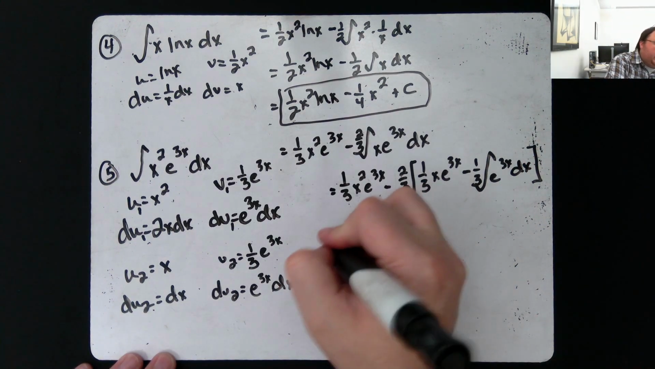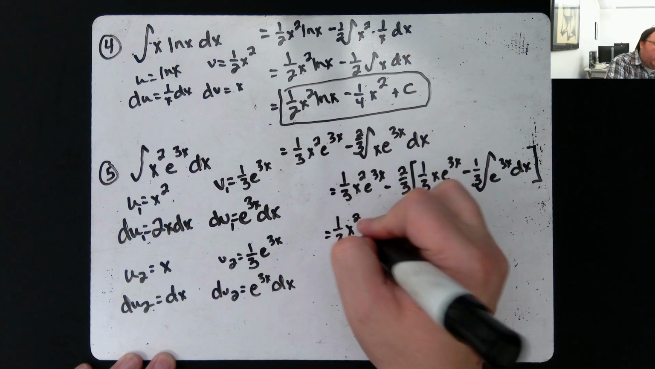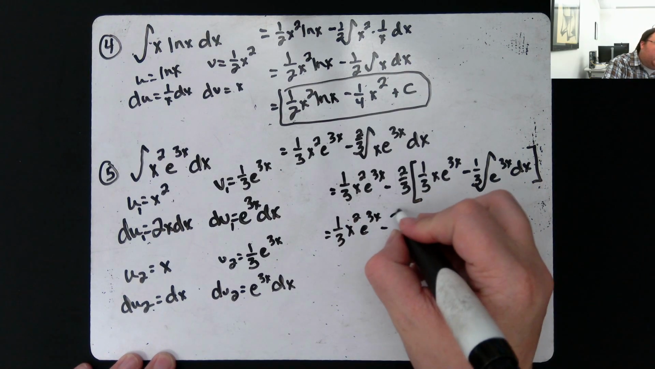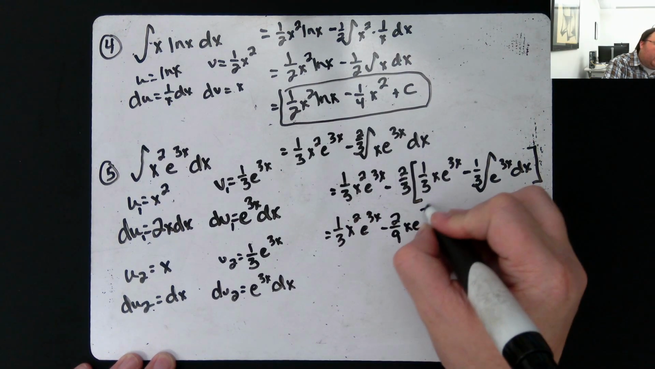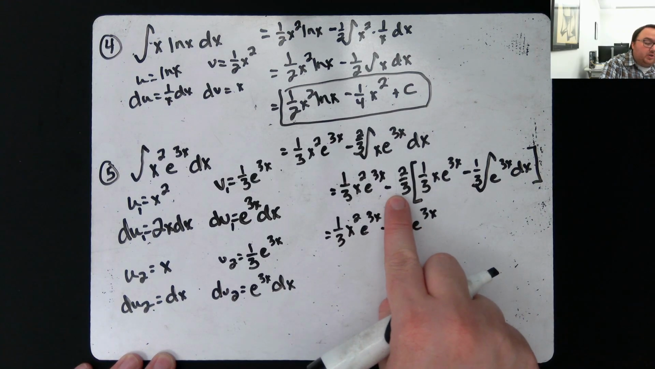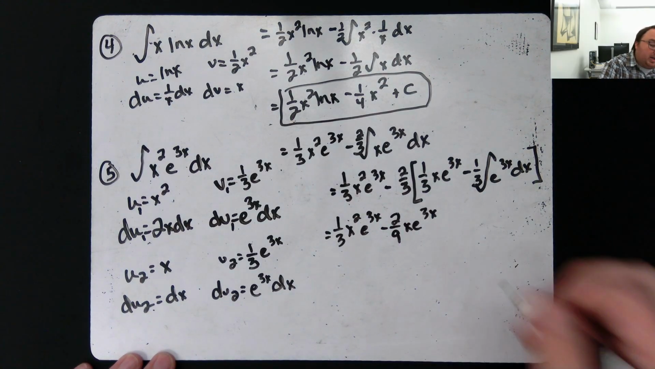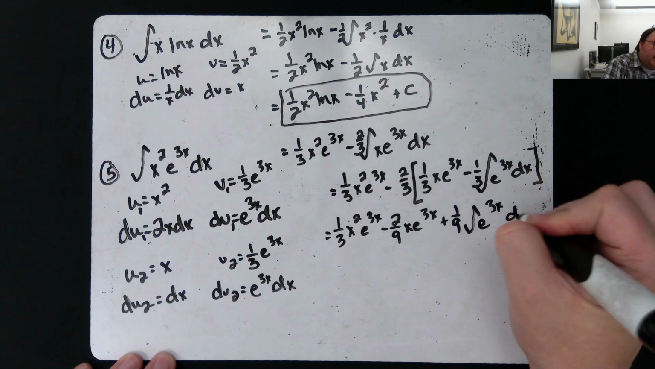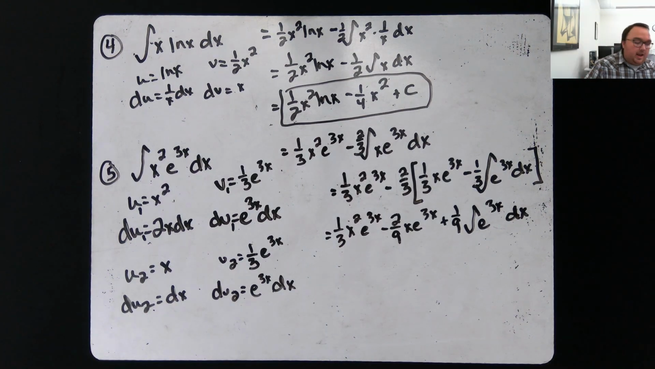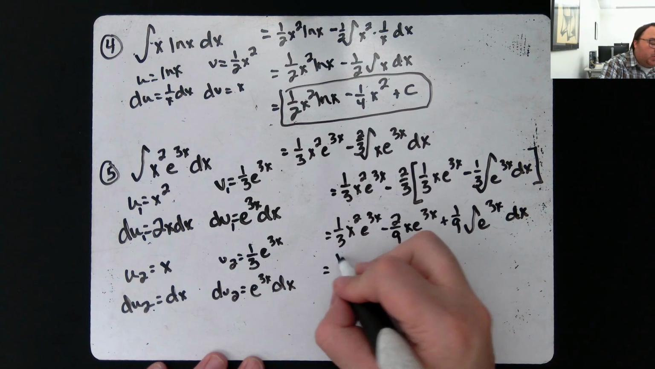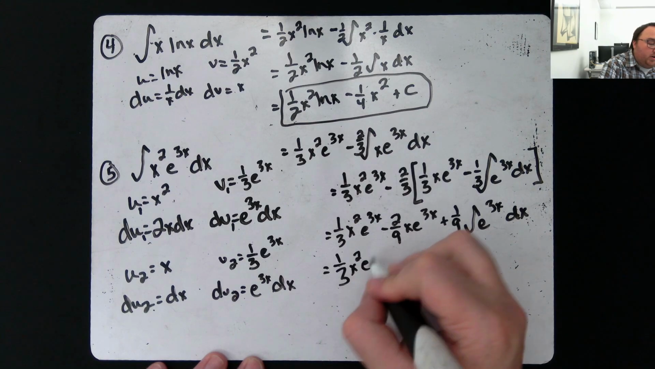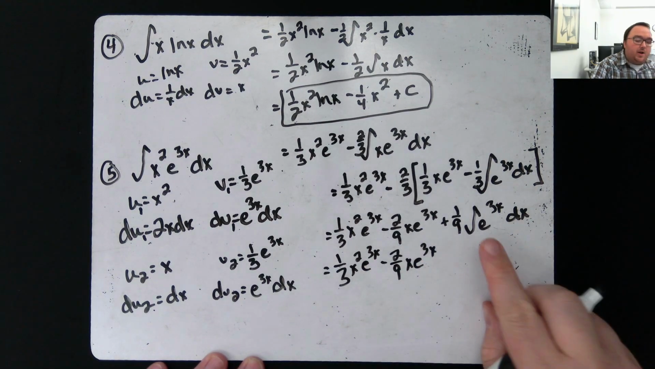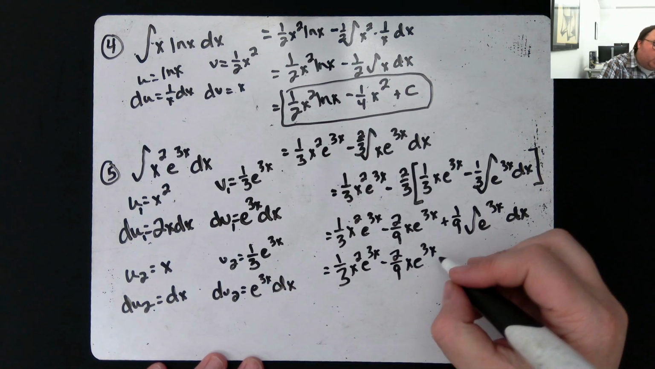Let's simplify this. 1/3 x squared e to the 3x. 2/3 times 1/3 is 2/9, so minus 2/9 x e to the 3x. Minus 2/3 times minus 1/3 is plus 1/9 integral of e to the 3x dx. And the antiderivative of e to the 3x, as we've already seen, is 1/3 e to the 3x. So this last term, I would get a 1/3 here, which would make that 1/27.